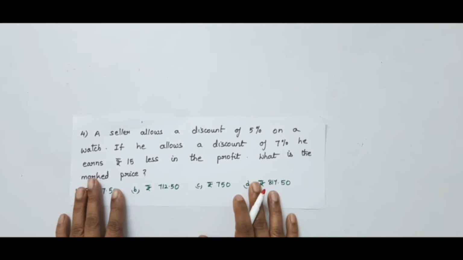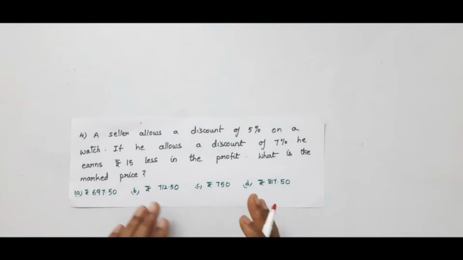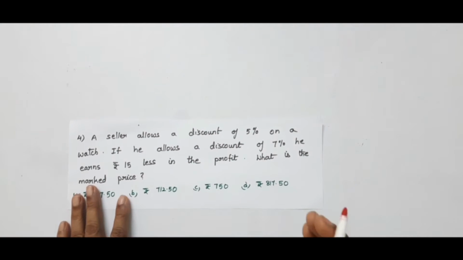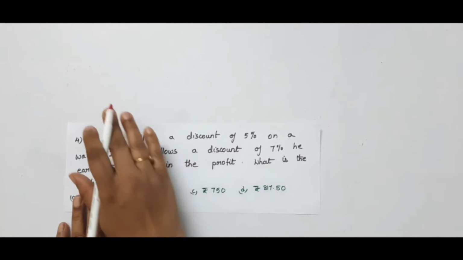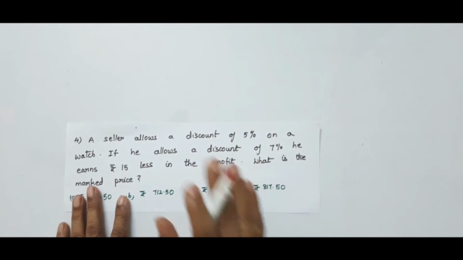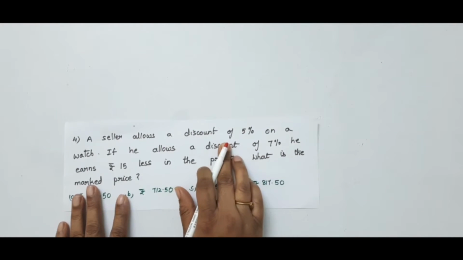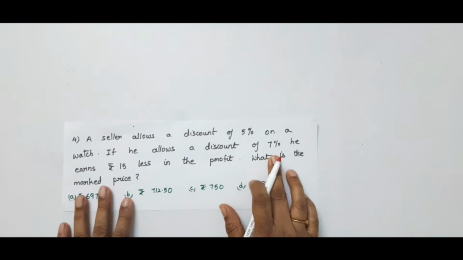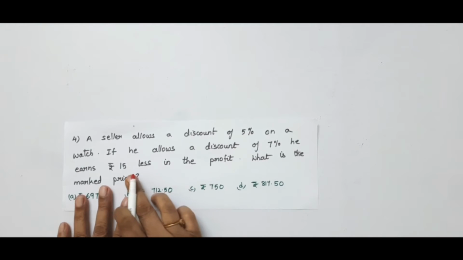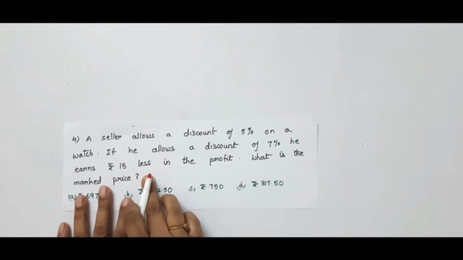if the discount is on the selling price, you subtract 100 minus that discount percentage, multiply it by the selling price and equate it to the market price. Here the discount is on the market price. So when the discount is on the market price, just multiply the discount by the market price. What is the discount here? First he gave 5%, and he said that if it is 7%, then he would have gained 15 rupees less in the profit.